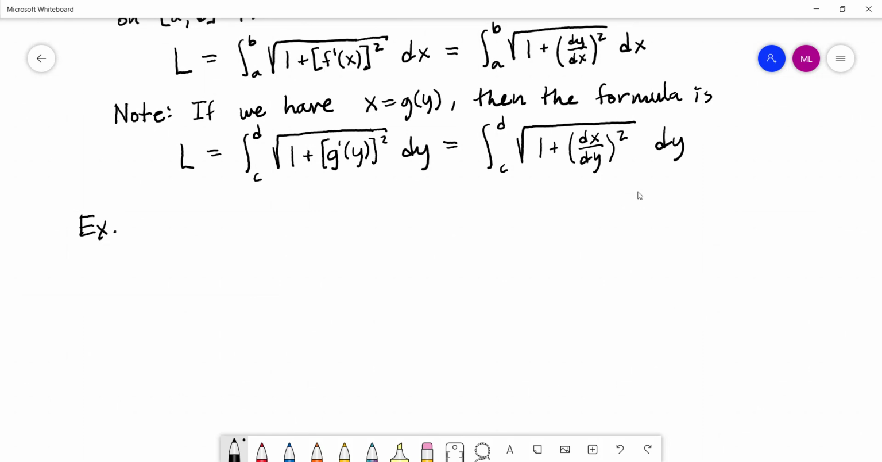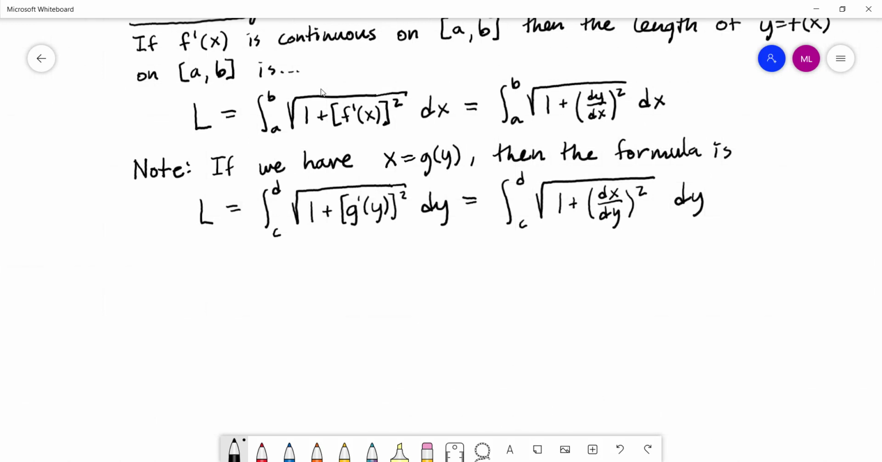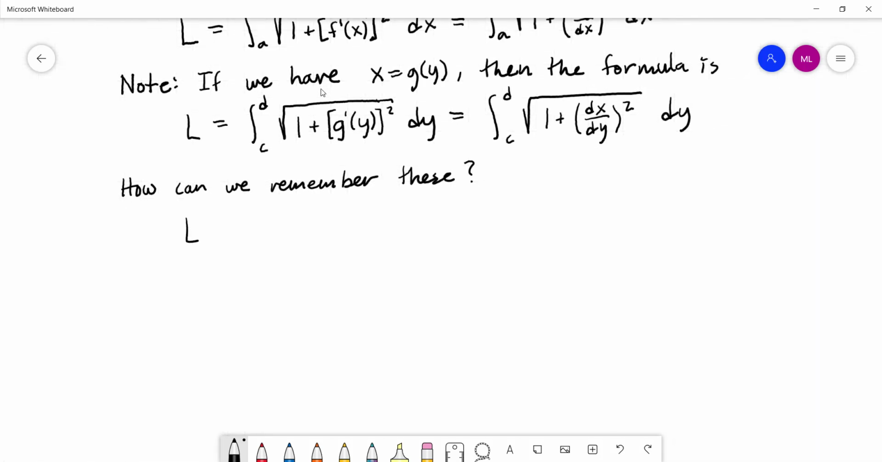Now that you've seen them derived, I'm not going to make you rederive them, but hopefully it's not too confusing where these come from. And maybe this is an appropriate place to sneak this in before we do an example. How do we remember these formulas? Let's start with that first one. So for example, if L is equal to, I'm going to do the Leibniz form, so the dy dx form.